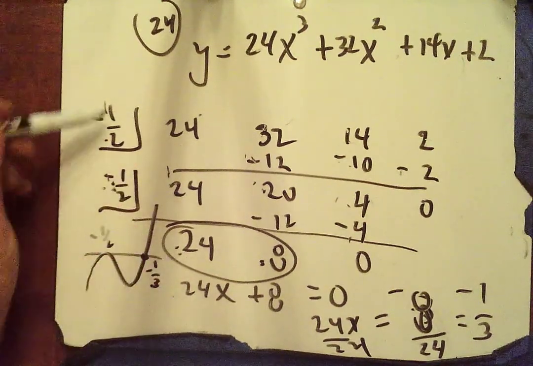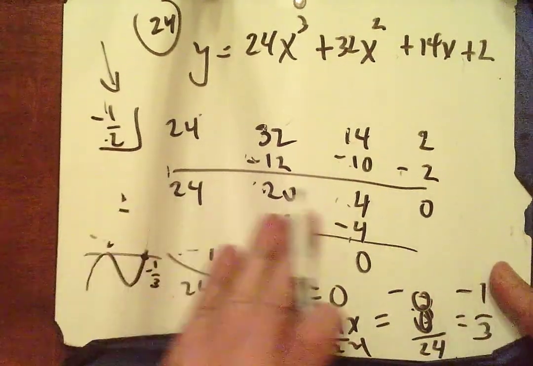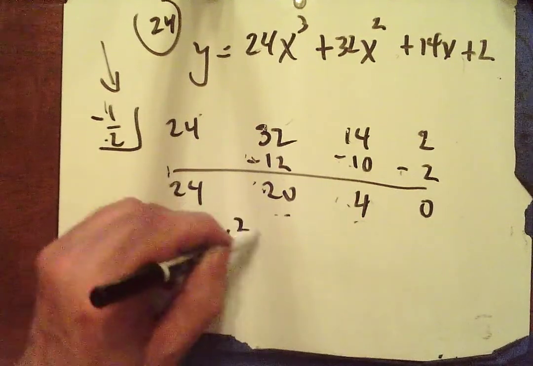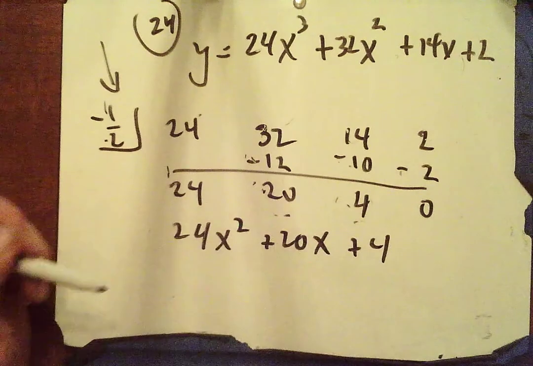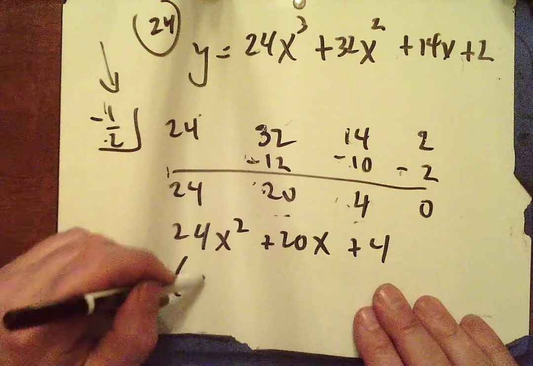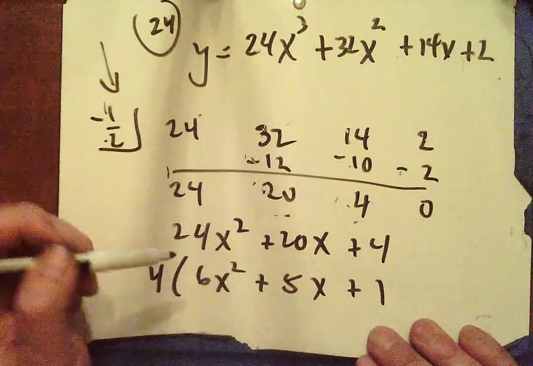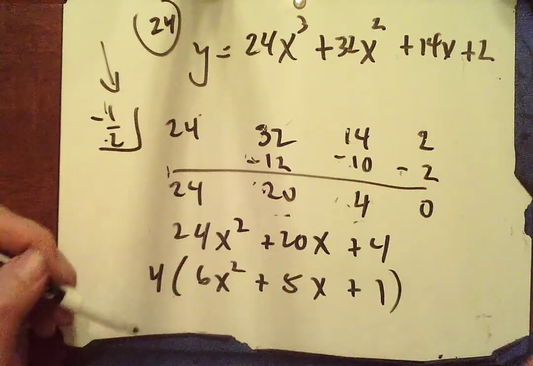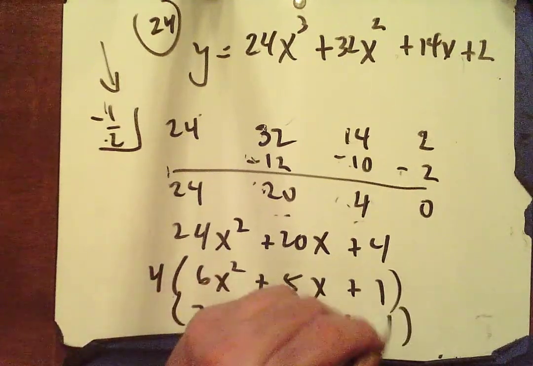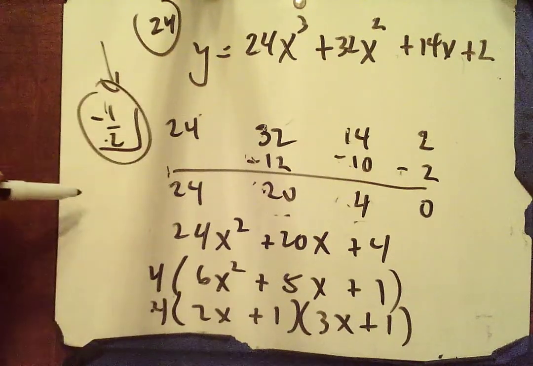Now, some of you will just do that -1/2 and see that it's a 0, and then you'll move to turning this into a polynomial: 24x squared plus 20x plus 4. We still need to factor that. But look, everybody's divisible by 4. So we've got 6x squared plus 5x plus 1. Now, how does this factor to make that? Well, 2x, 3x, 1, 1, plus a stretching factor, and don't forget that.